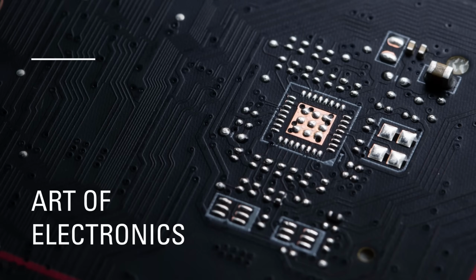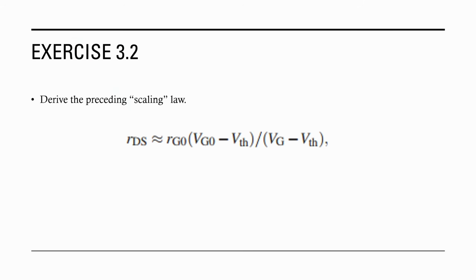By working through the square law relationship as asked in this question, today we are going through exercise 3.2 and we need to derive the preceding scaling law. The scaling law being that RDS is proportional to RG0 times VG0 minus VTH divided by VG minus VTH. I will talk through these terms in more detail later on in the video.